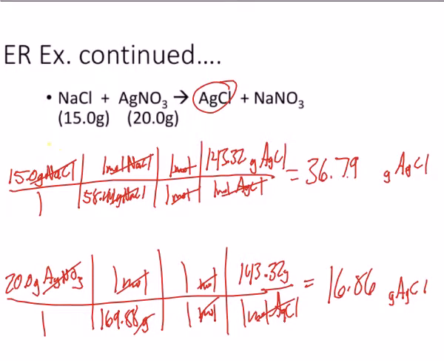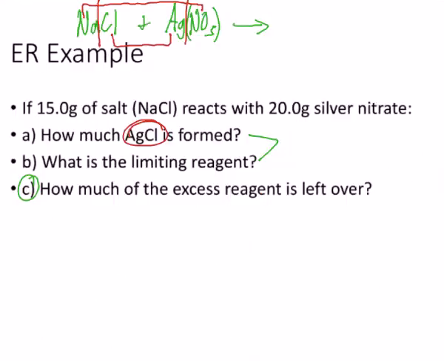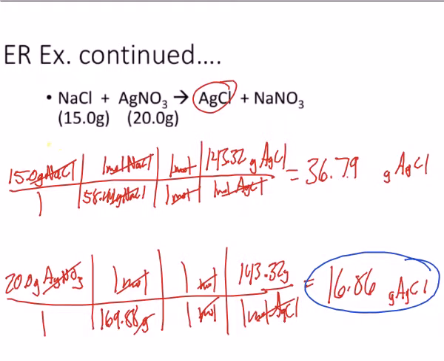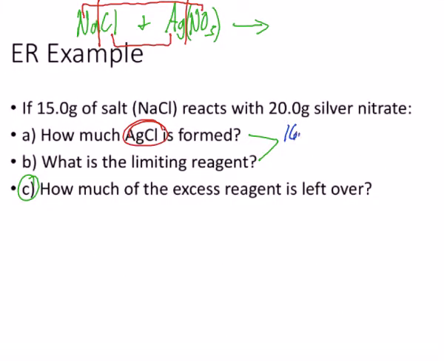So once you go through and you've done all of this math, how do we know which one's the limiting reactant? The least amount. All right? So that's going to be this one right here. So that answers both of our questions that we had to back here. How much silver chloride can be formed? That's 16.86 grams. It's the least.